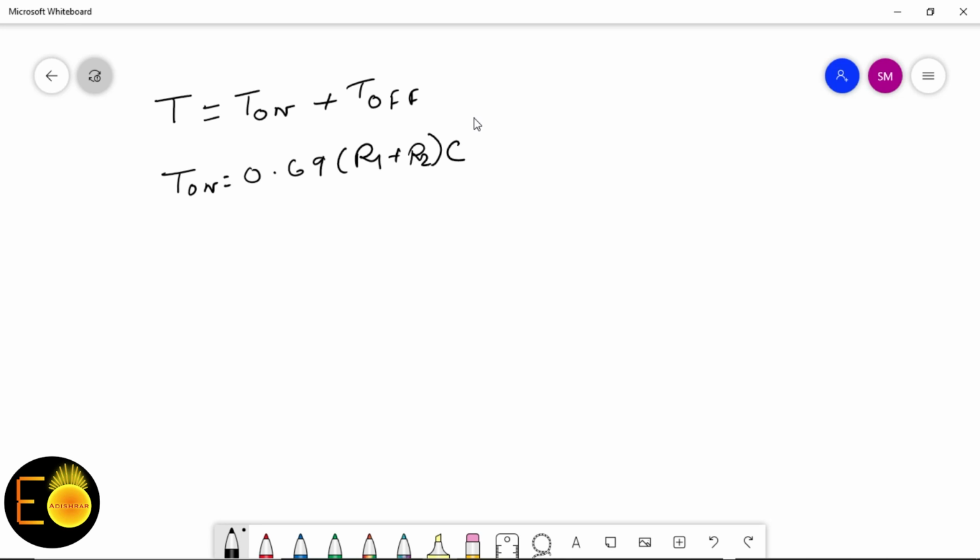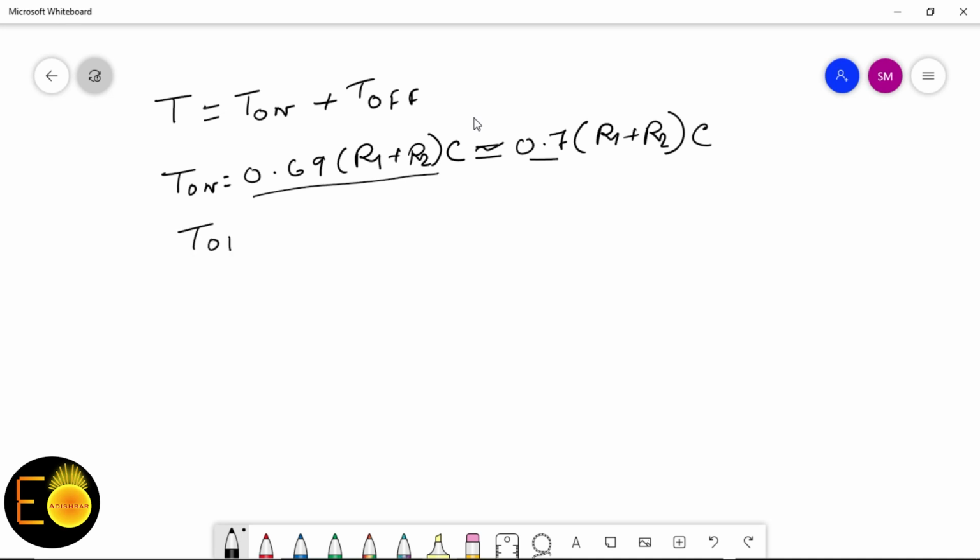And why R1 plus R2? Because during the charging time, two resistors contribute over there. It can approximately be written as 0.7 times R1 plus R2 times the capacitor. The entire calculations are explained in my lecture series, and the link is given in the description box. If you are interested in the calculations, I request you to please go over there and see how I have calculated these things.